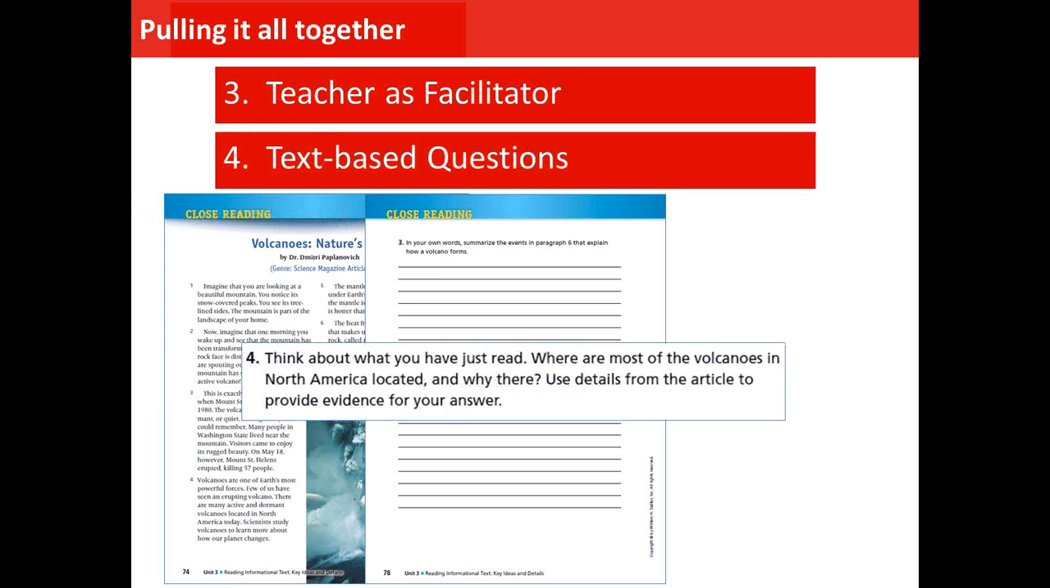For instance, think about what you have just read. Where are most of the volcanoes in North America located and why there? Use details from the article to provide evidence for your answer.